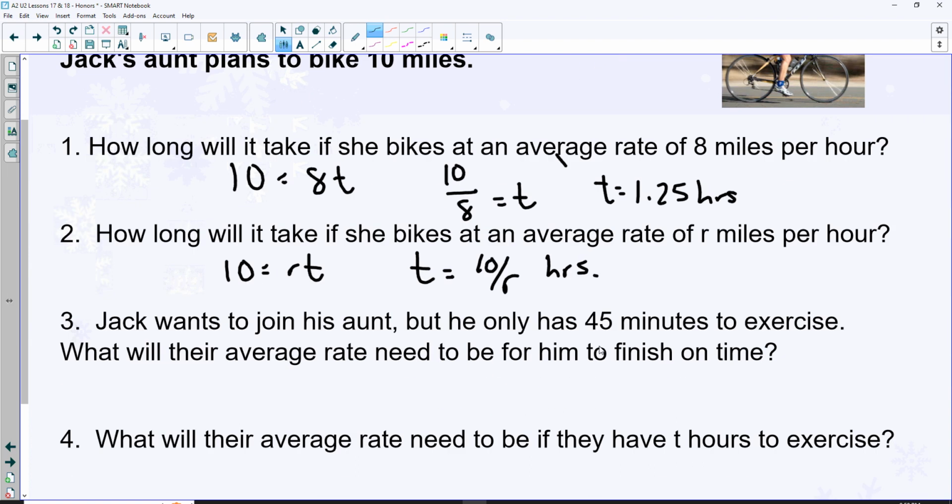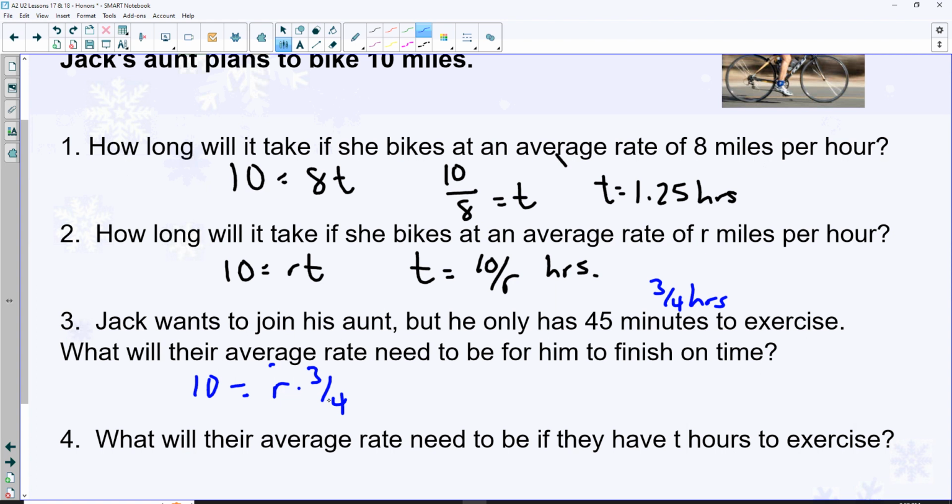Okay, so let's see if we have, again, 45 minutes now. A lot of this seems to be in terms of hours, right? So 45 minutes, can we change that to hours? It's 3/4 of an hour. So let's do that. So 10 equals R times 3/4.